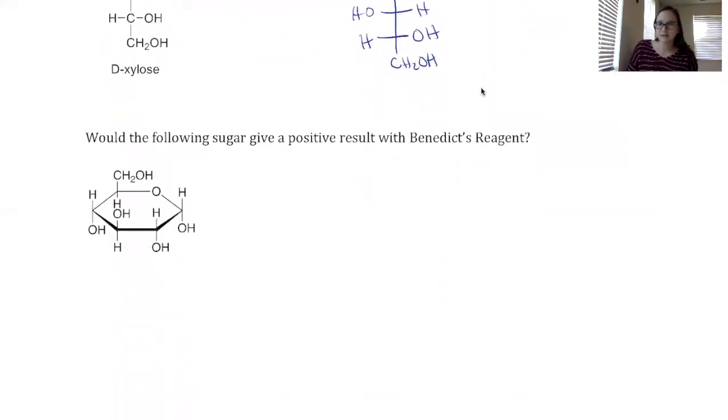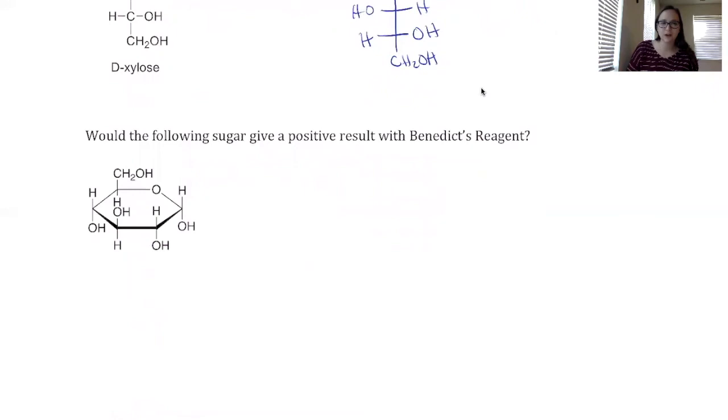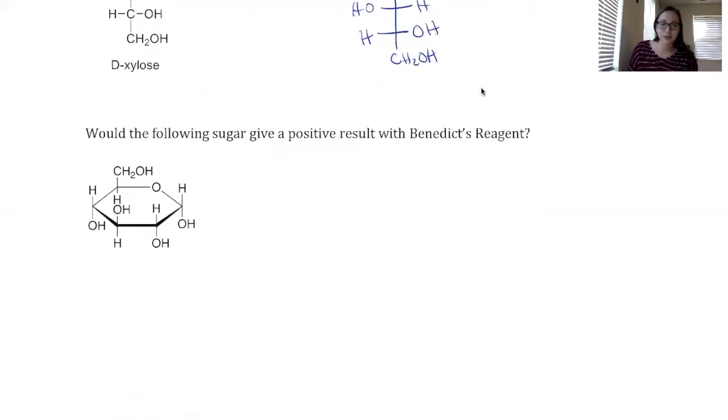Okay, and then our last little problem here is, would the following sugar give a positive result with Benedict's reagent? So Benedict's reagent, if you remember, is the one where it has a positive result when you have an aldehyde with an adjacent hydroxyl group. So in this particular Haworth structure of our sugar, we don't have an aldehyde. However, you remember that these cyclic molecules are in equilibrium. Technically, it favors the cyclic structure. So I'm going to draw my equilibrium arrows like this.